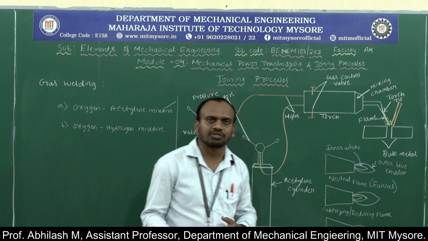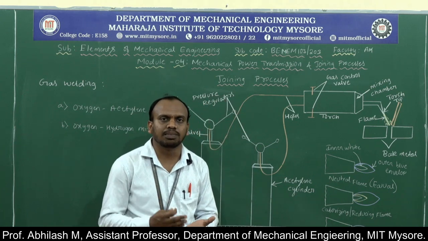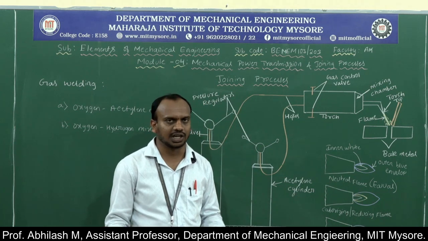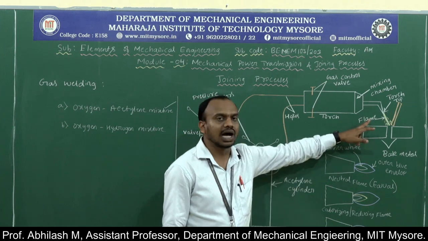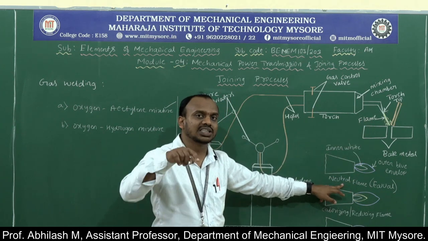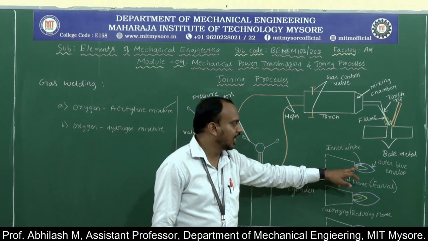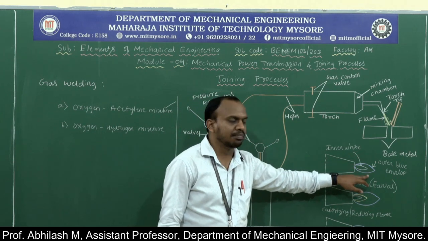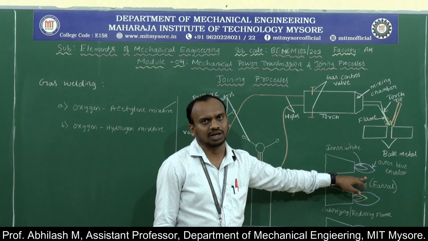So we know what a neutral flame is. By supplying equal quantities of oxygen and acetylene, we obtain the flame at the tip of the torch, and that is called a neutral flame. What does it consist of? It consists of an inner white cone surrounded by an outer blue envelope.